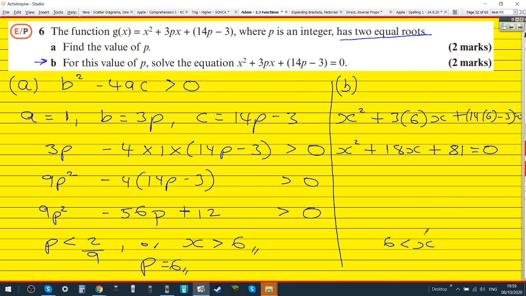18x, 81. Oh, okay. And then could you put that into the calculator? Yeah. So it'd be 1x squared plus 18x plus 81, which would be x equals minus 9. And is there only one root? Yeah, and that's what we were expecting. 2 equal roots. It's like x equals minus 9 or x equals minus 9. It's just the same one twice.